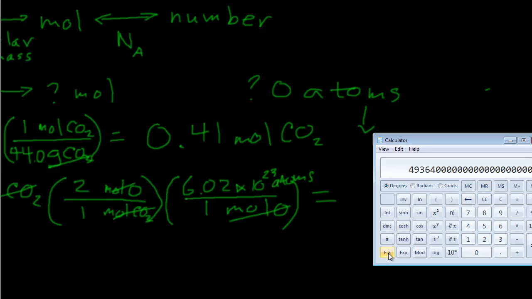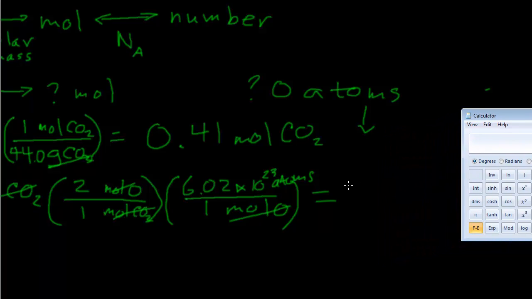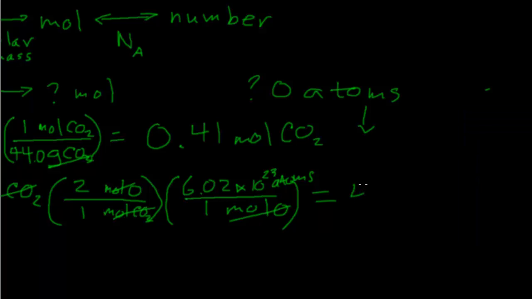This button on this calculator will bring that into scientific notation. So there we go. It's a number that's about 4.9, so we're going to call it 4.9 times 10 to the 23rd oxygen atoms.